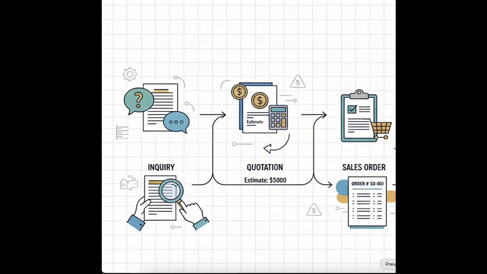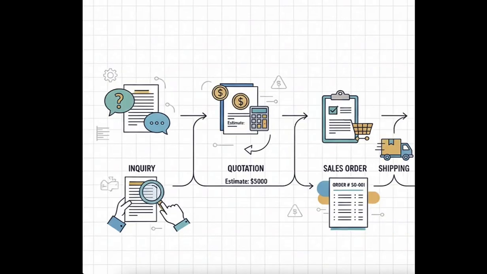After that, we process the delivery, and during this stage, picking and packing are completed, and we post the goods issue. This step reduces inventory and creates accounting entries.